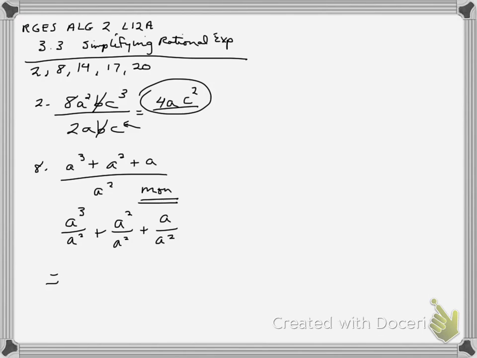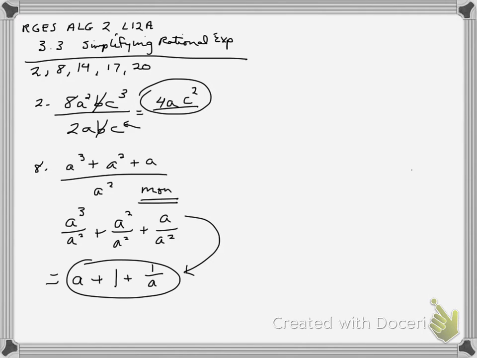A cubed over a squared, that would leave me with 1a in the numerator. A squared over a squared is the same as 1, and canceling out the a from the numerator into the denominator, in my third term, I would get 1 over a. And so this simplifies to that. Looking at a problem like number 14, so those are 2 kinds of problems again, a monomial over a monomial, and then a polynomial over a monomial.